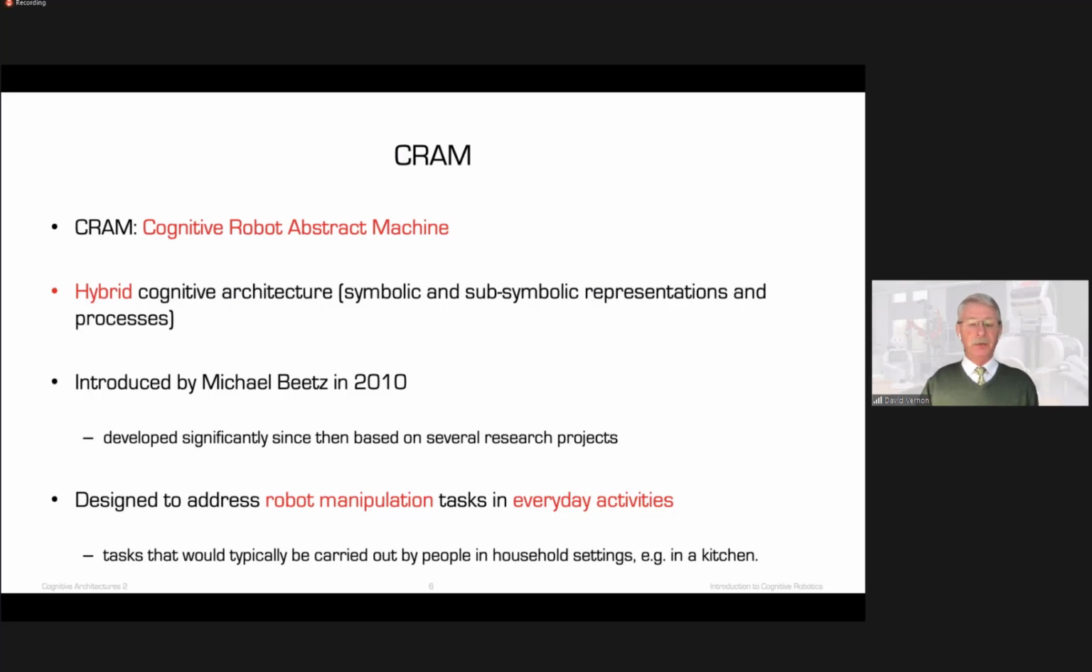It has a very specific focus. The focus of CRAM is robot manipulation, and in particular, robot manipulation in everyday activities. So the type of tasks that people carry out in their households, in kitchens, or perhaps in a shop, the type of things that we're normally used to doing. And that's important because it means that it's targeting the integration of robotics into the domestic world.